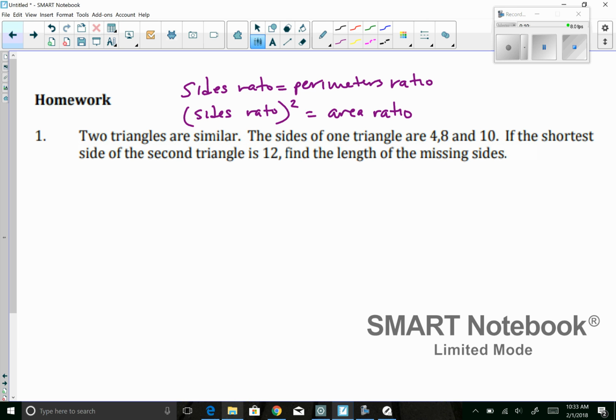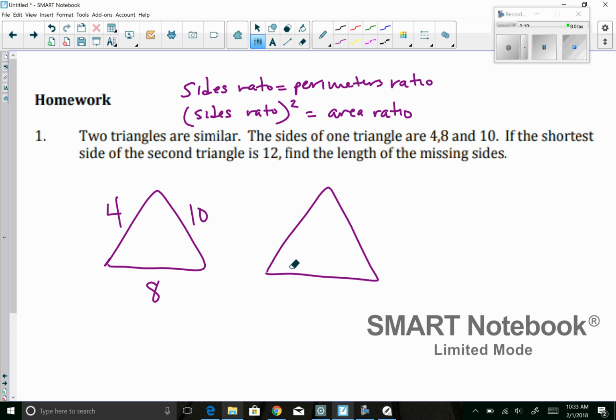So if we look at the sides of a triangle here of 4, 8, and 10, and the second triangle has the shortest side of 12, it says find the length of the missing sides. So you can set up a proportion here, you can do all that work, but if you're really good, you notice that 4 becomes 12 by multiplying by 3, so 10 becomes 30, and 8 becomes 24. That one you really didn't need ratios for. You could have just went with the multiplication part. Probably why I skipped that one.